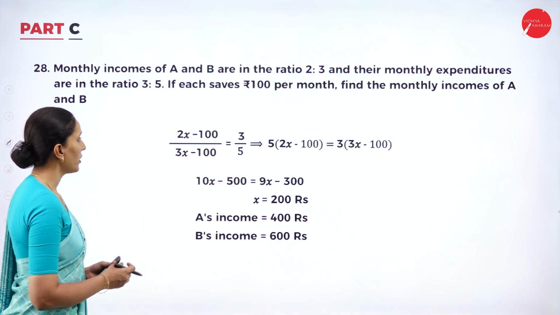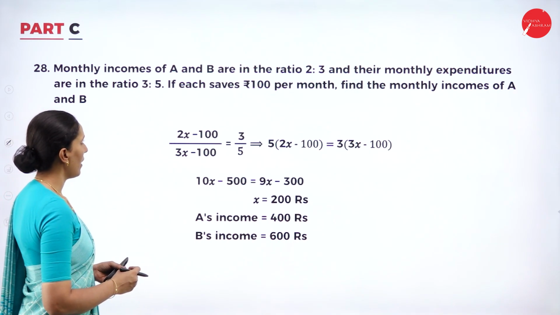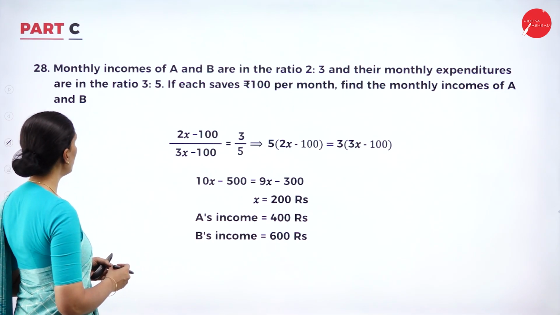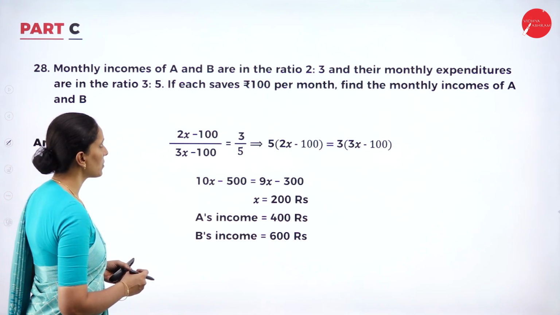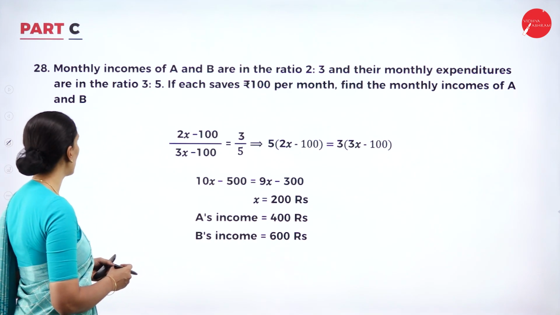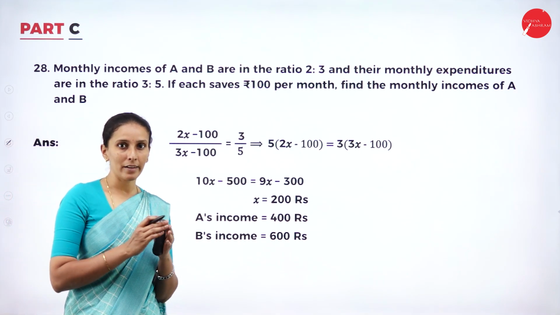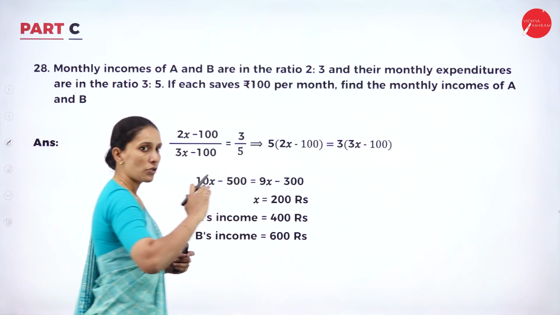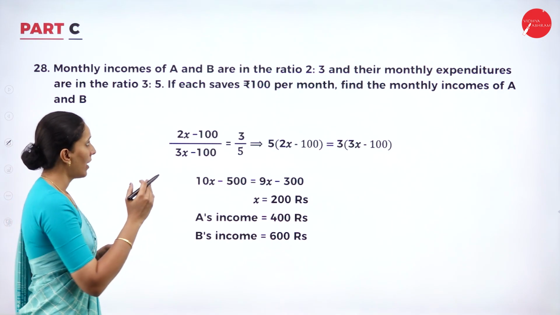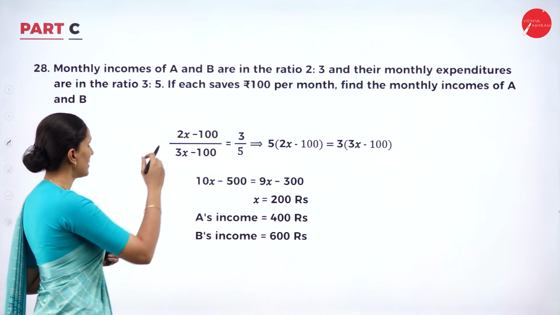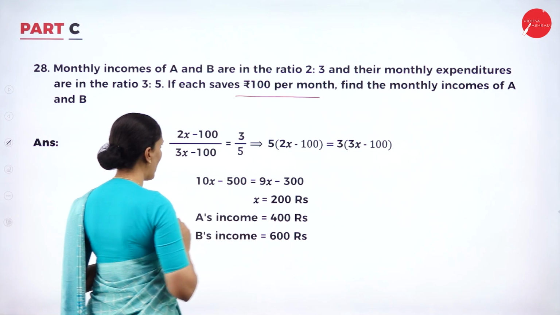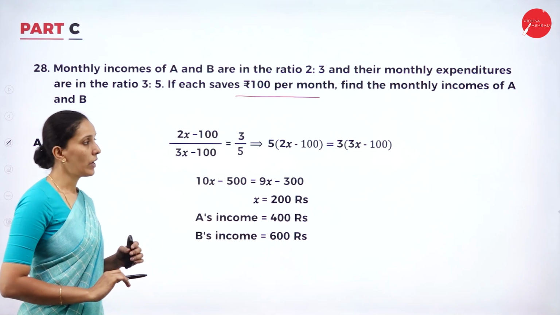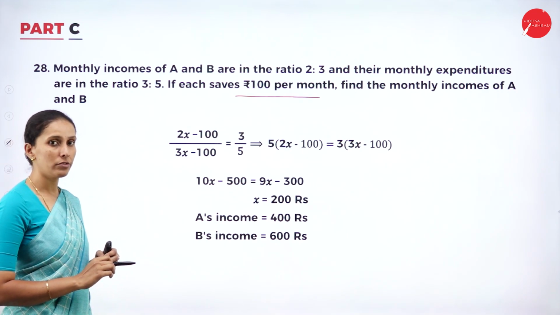A question from ratios. Monthly income of A and B are in the ratio 2:3 and their monthly expenditures are in the ratio 3:5. If each saves rupees 100 per month, find the monthly incomes of A and B. So, let the salary be given in the form of X, wherein their ratio is 2 and 3. So, therefore, let the salary of A is 2X and salary of B is 3X. Since they save 100 each month, so their salary minus savings will give the expenditure and that is given in the form of ratio 3:5.